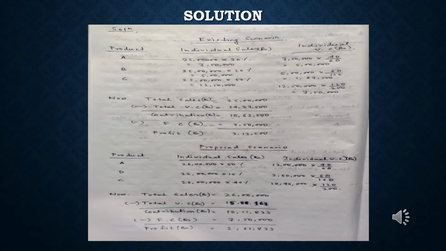2,61,833. Now, if we consider these two profit scenarios, which one is better? Definitely 3,12,500 gives us the better figure than 2,61,833. What should be the decision taken by the organization? The decision should be that product B should be continued and should not be replaced with product D. This is the basic decision making of discontinuation of a product line.